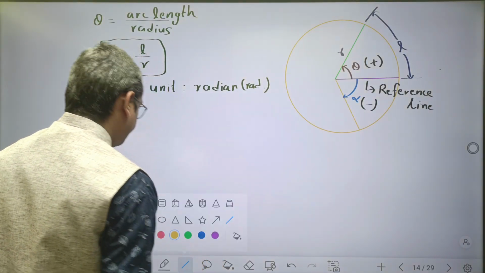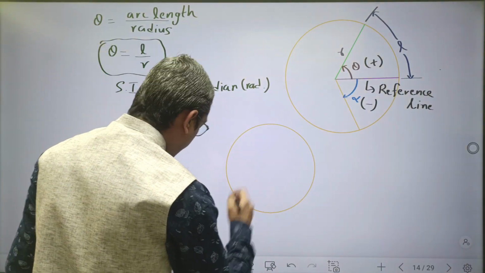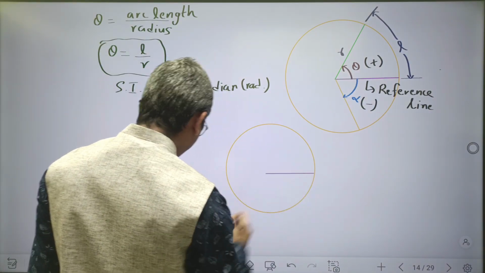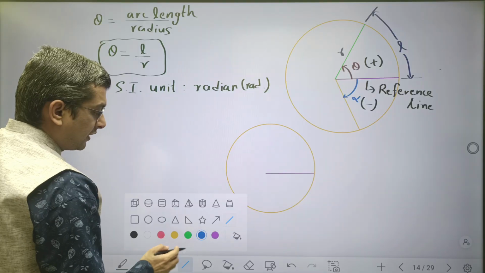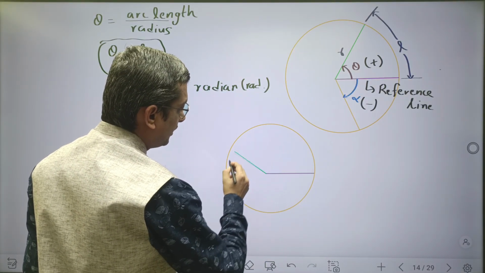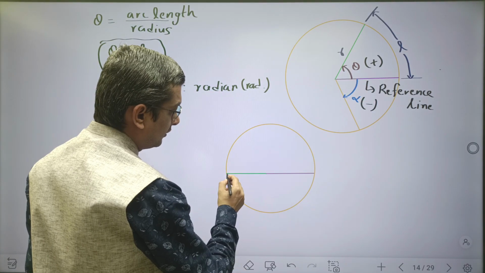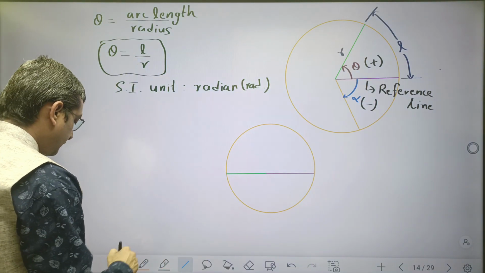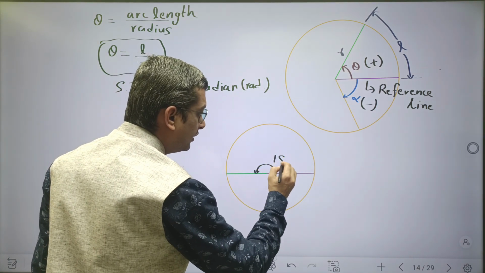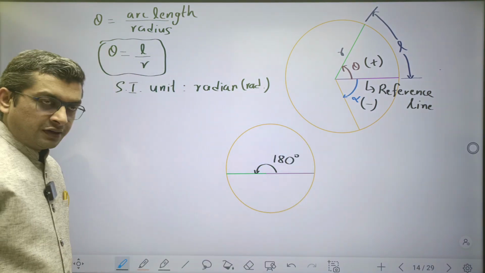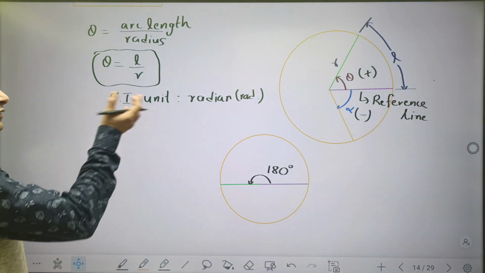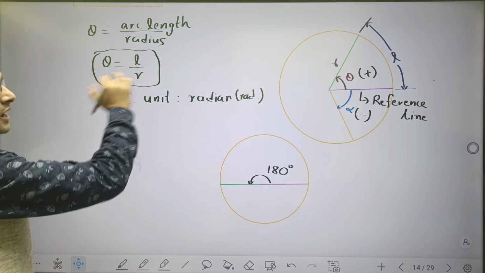Suppose here again I am constructing a reference line. This purple line is reference line, and I have to measure angle of this green line. Here it makes 90 degree, here it makes 180 degree, isn't it? So we all know that here the angle made is 180 degree. Now if I use this formula, theta is equal to L by r.